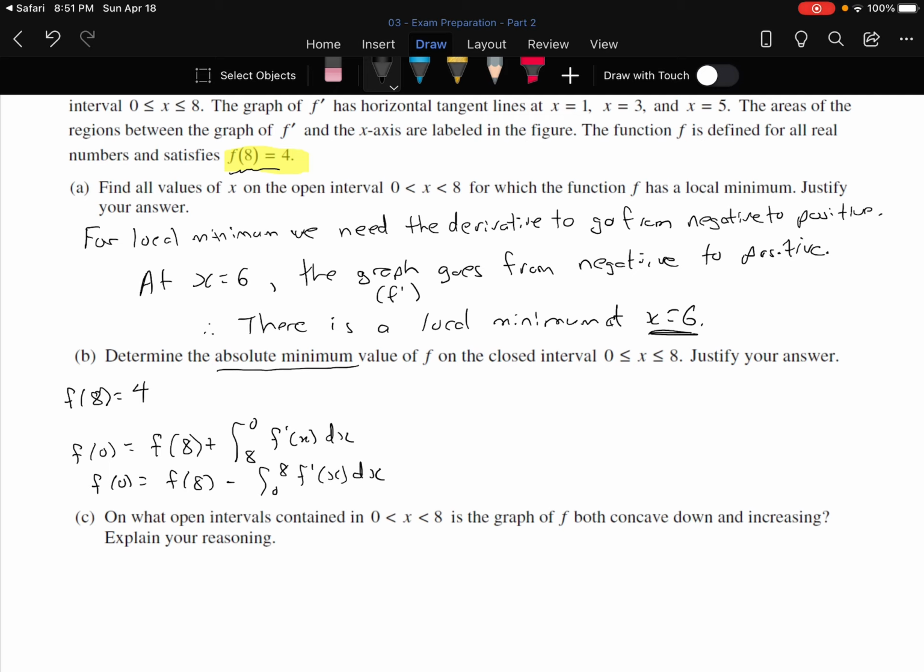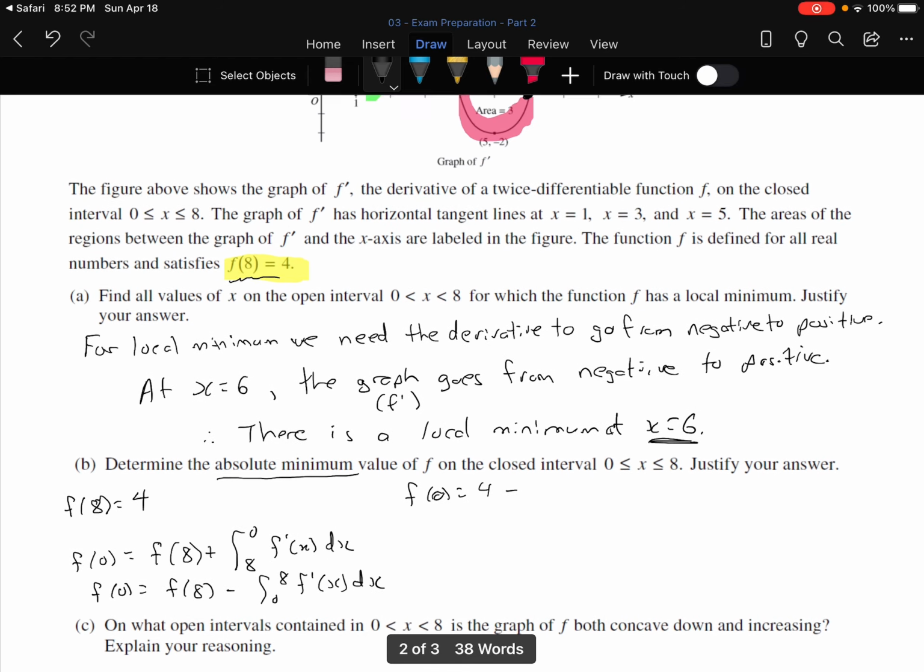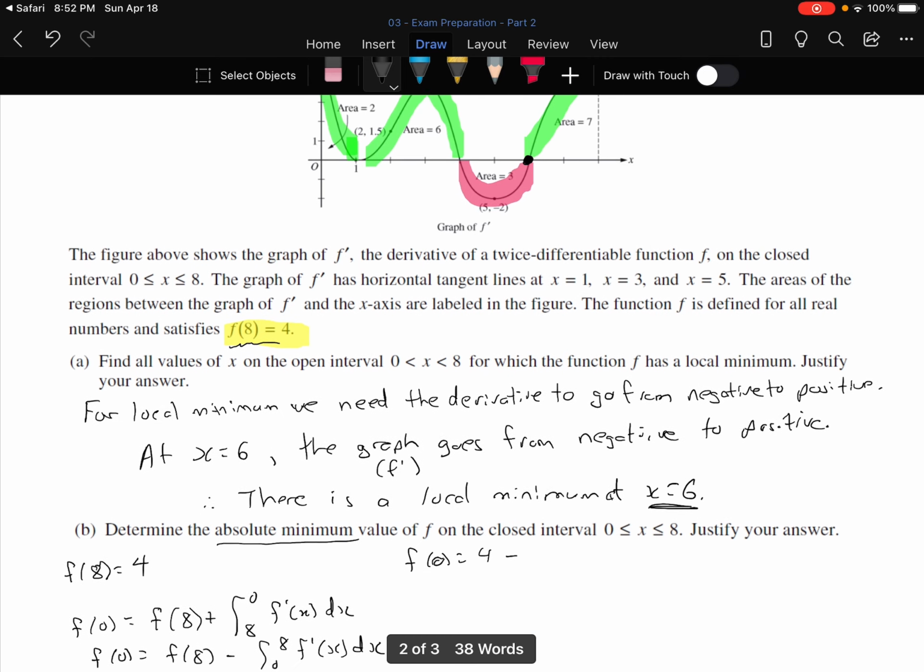Okay, so lots going on there. And then, if you've got that, it's just about areas. So f at 0 is f at 8, which we know is 4. And then I've got to subtract all those areas that I've got there. So, let's see.